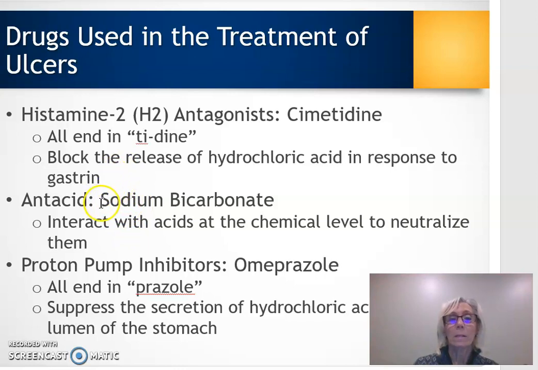We have antacids. We're going to talk specifically about sodium bicarb, and it helps to neutralize the pH in the stomach. We're also going to talk about proton pump inhibitors, particularly omeprazole, and these all end in "prazole." They act similarly to the histamine blockers, but in a little bit different way. They block the secretion of hydrochloric acid into the lumen of the stomach.